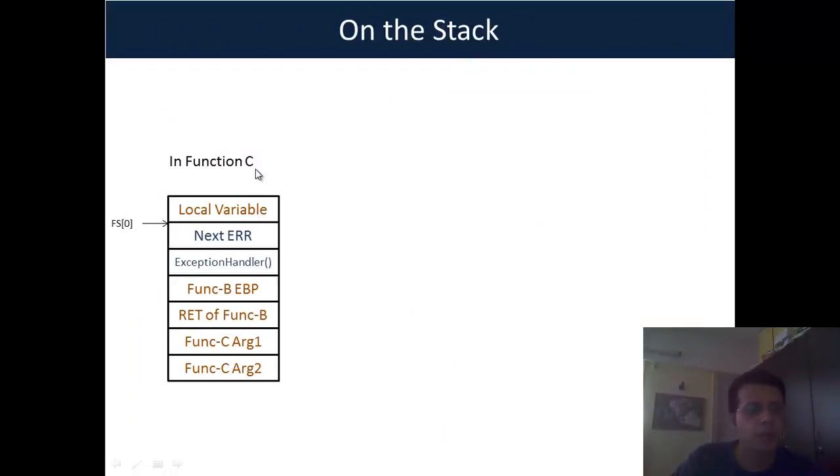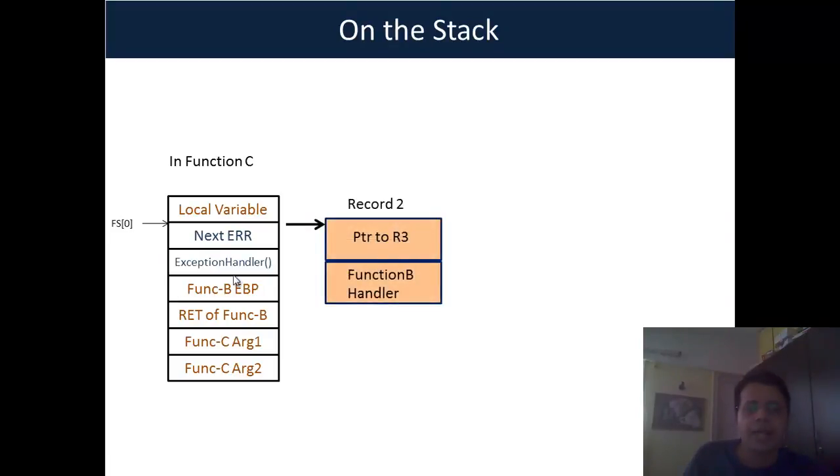You would have any local variable which we may define, then you would have the next ERR or the exception registration record pointer, and then you would actually have the exception handler pointer, right? So these two together, as we know, is the exception registration record. After that, you would have a couple of other things. As I mentioned, this is to some extent implementation specific, but let's keep the diagram simple for now.